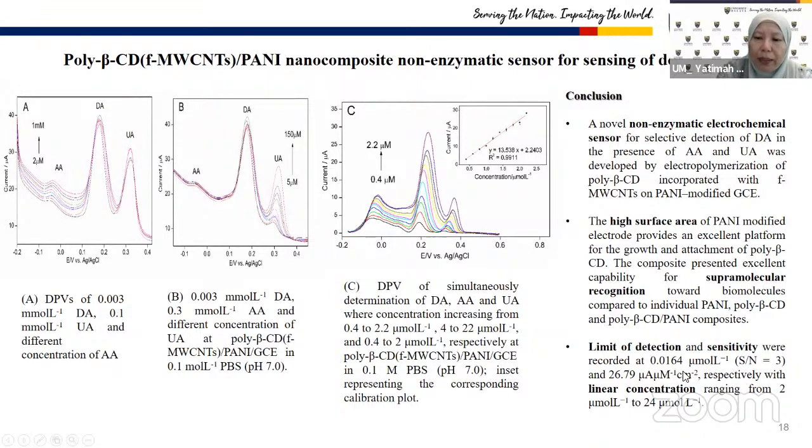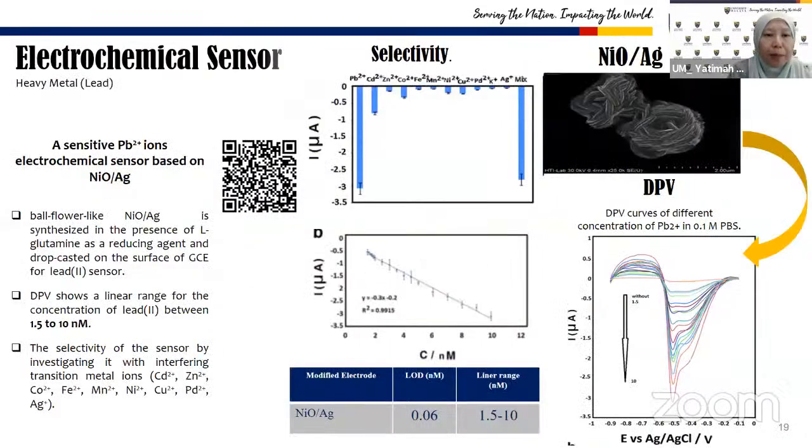And then the LOD that we can study is looking at the limit of detection. And from here, you can see that you can have 0.0164 micromolar per liter, the concentration. Then it can be detected at these lowest concentrations of the dopamine. But interesting enough here, this modified electrode also can be used to detect uric acid, and also ascorbic acid. All right, so these are the examples.